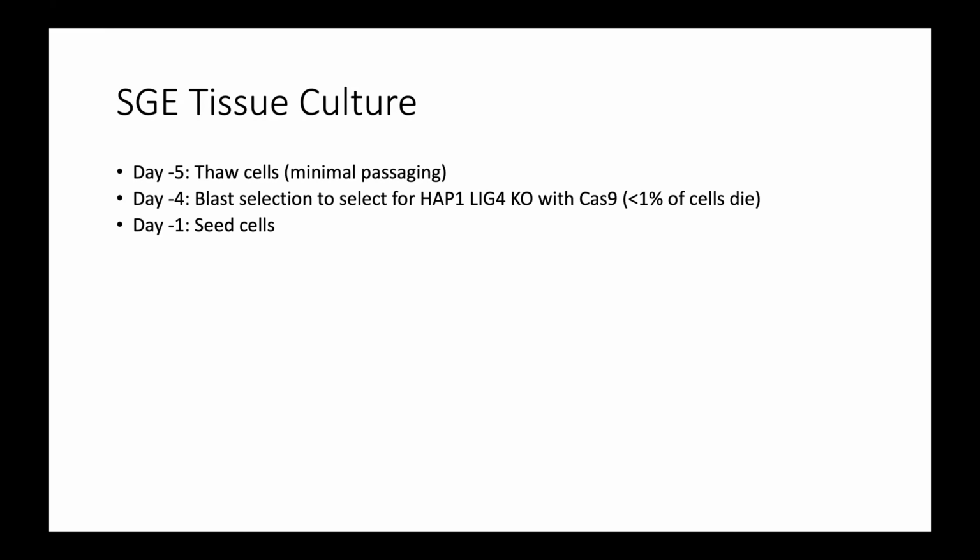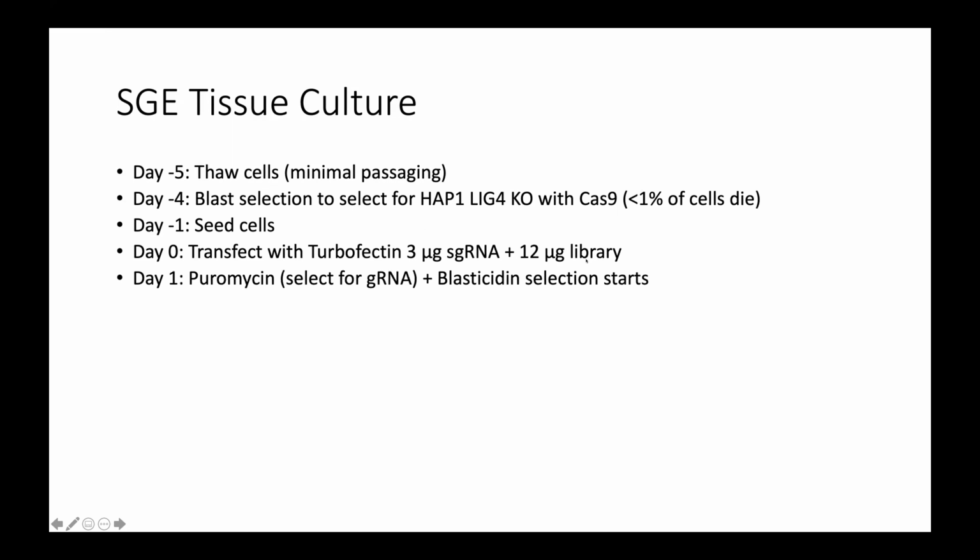So then on day -1, you seed cells. And then on day 0, you transfect. You do a ratio of 1 to 4, or that's actually flipped. I apologize. It's 12 micrograms guide RNA to 3 micrograms library. And then you do an antibiotic selection for puromycin and blasticidin. Blasticidin selects for the Cas9 in the HAP1 LIG4 knockout cells, and puromycin is selecting for those cells that were properly transfected with the guide RNA, because the guide RNA plasmid has a puromycin resistance cassette.